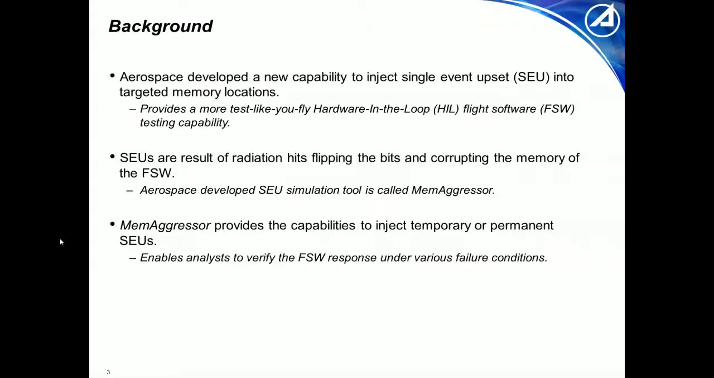So SEUs, what are SEUs? SEUs are a result of radiation hits flipping the bits and corrupting the memory of the flight software. There's been research done by other departments that show that most radiation hits occur in the Van Allen belts, and most of the radiation hits affect single bits, and it's quite rare for radiation hits to affect multiple bits within a memory address, so it's really precise.